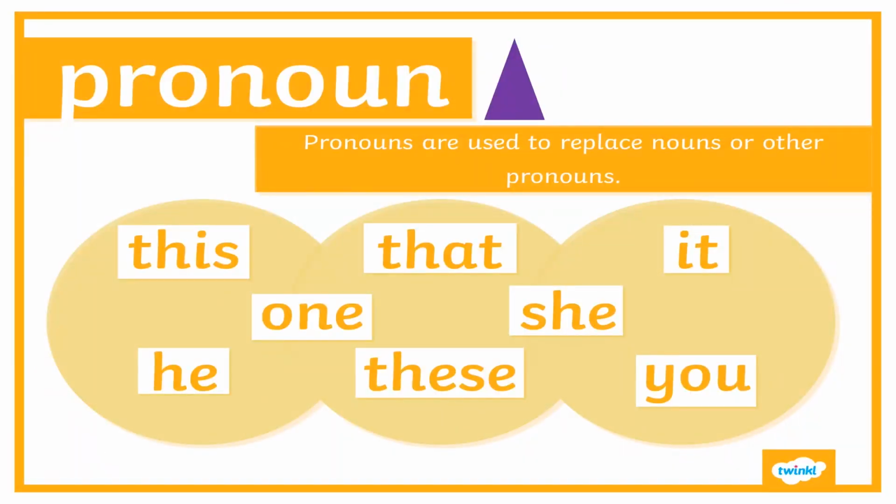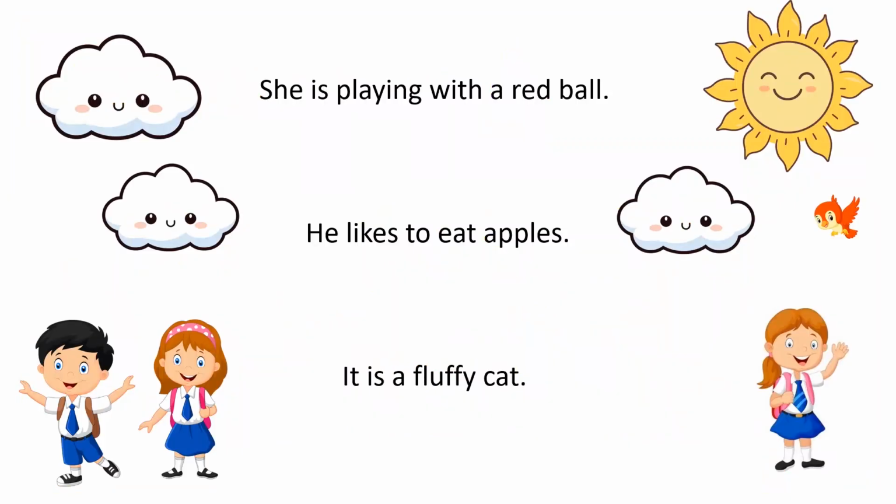Pronoun. Pronouns are represented by tall violet triangles. Pronouns are used to replace nouns or other pronouns. Some examples are this, that, it, one, she, he, these, you. So, we have here sentences that contain pronouns. Can you guess on the first one? Which one is the pronoun?